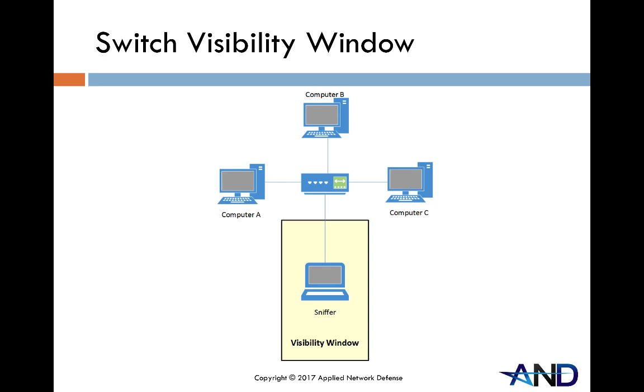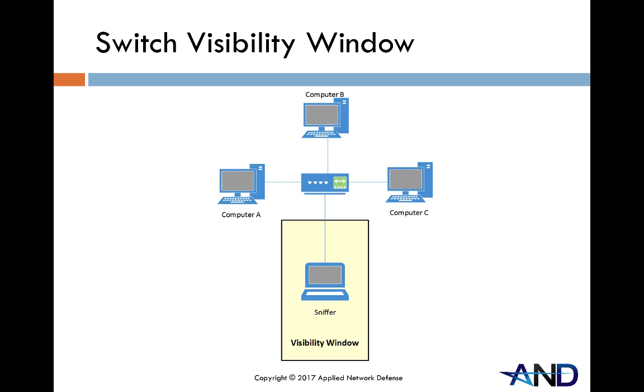So in this case, we have computer A, B, and C, and we have our sniffer. If I launch a packet capture tool like Wireshark on my sniffer, as per this image, I will only be able to see traffic to and from my device. I won't be able to see conversations between computers A and B or computers B and C, only to and from my device. If I'm communicating with computer A, I'll be able to see that communication. But if computer B is communicating with computer C, I won't be able to see that. So the visibility window is limited to just my system.